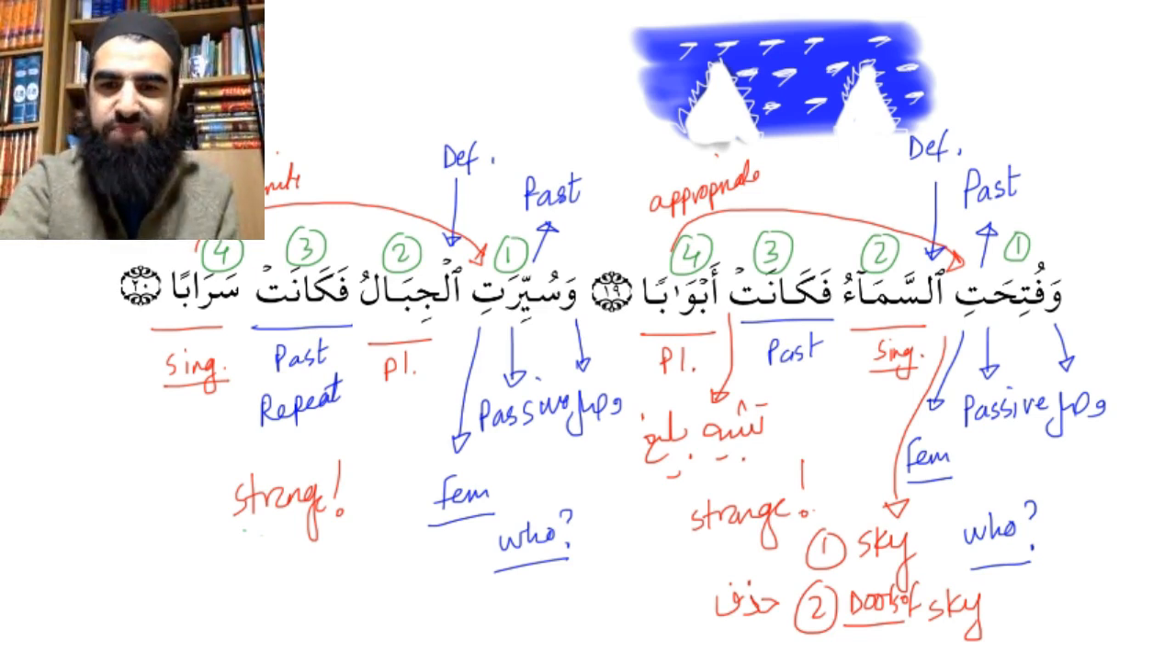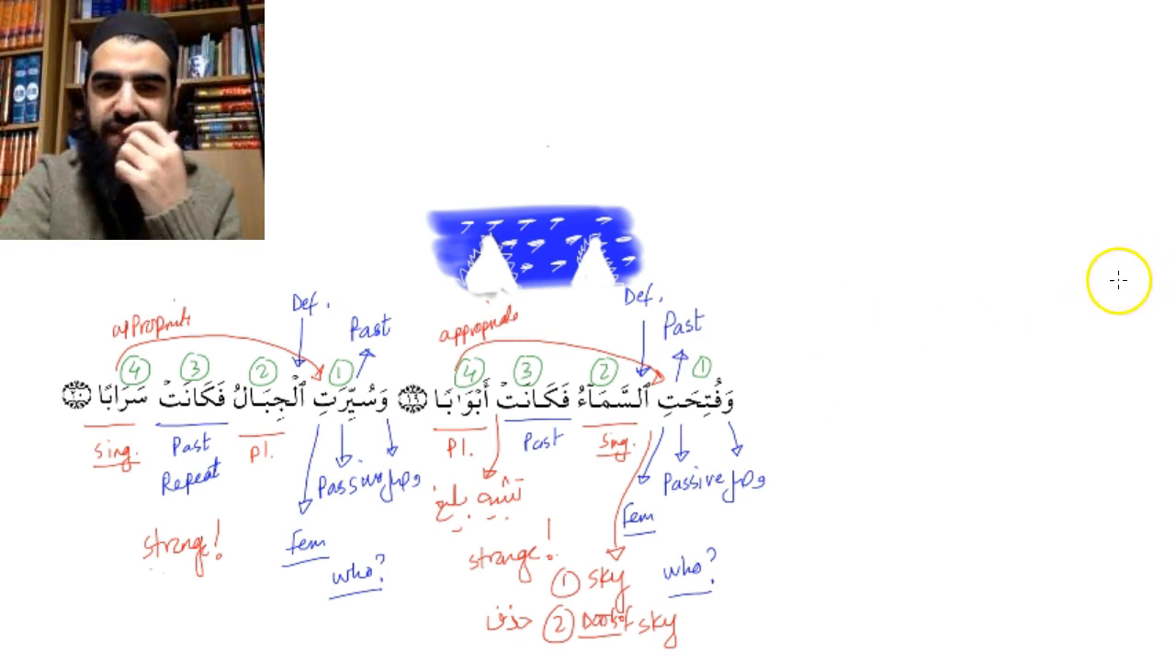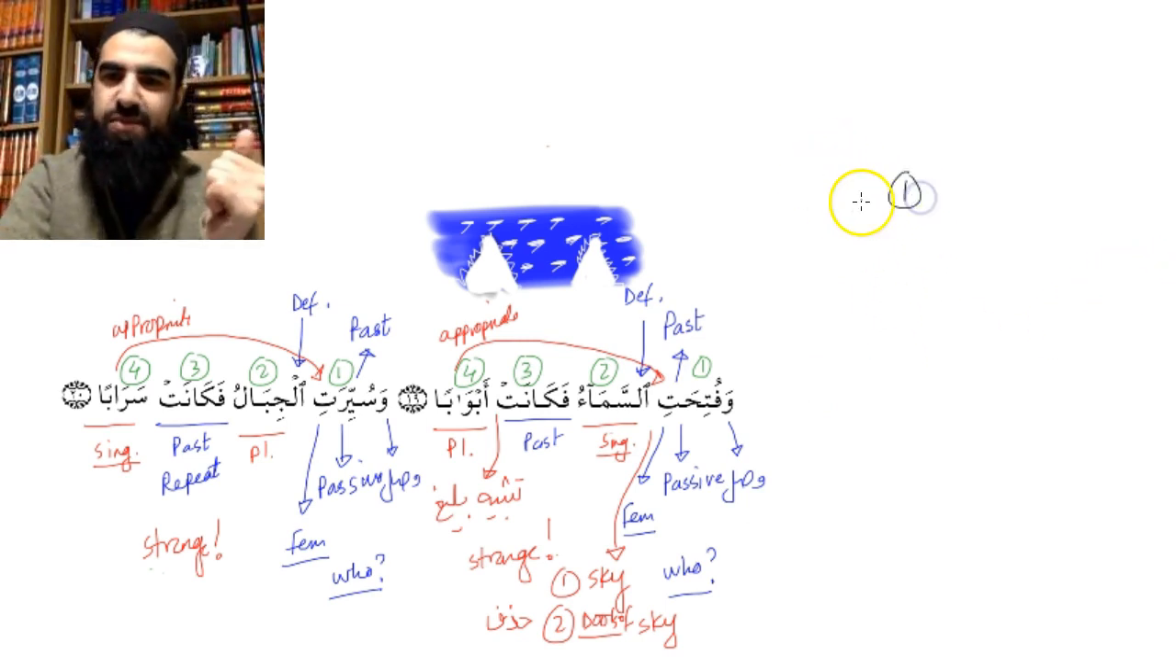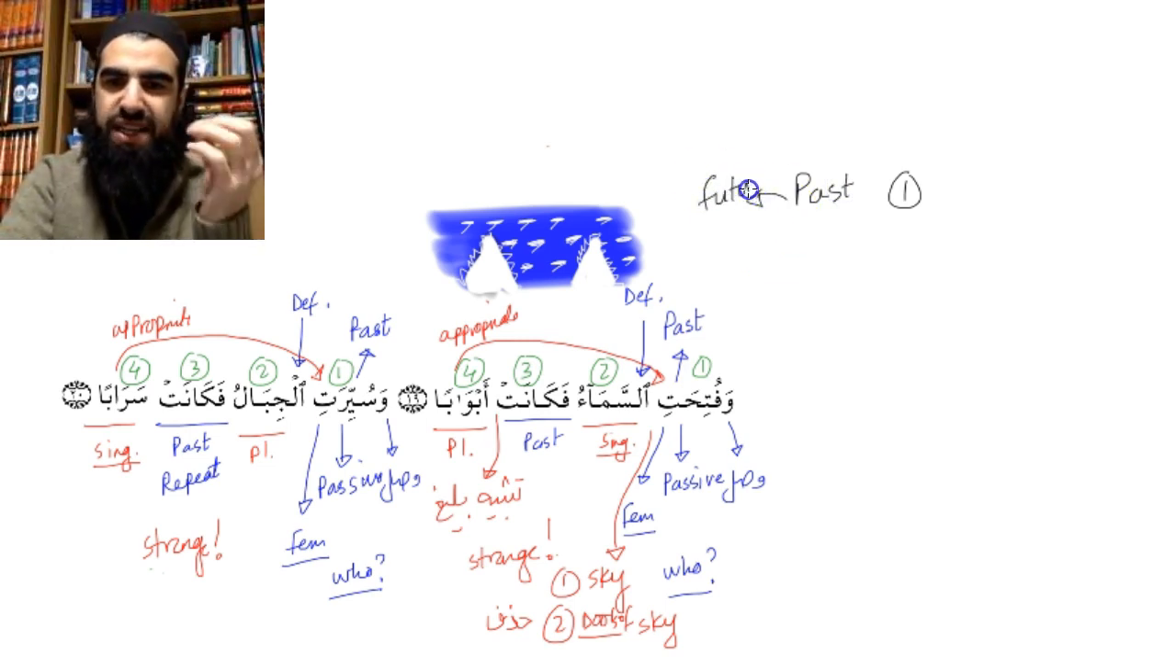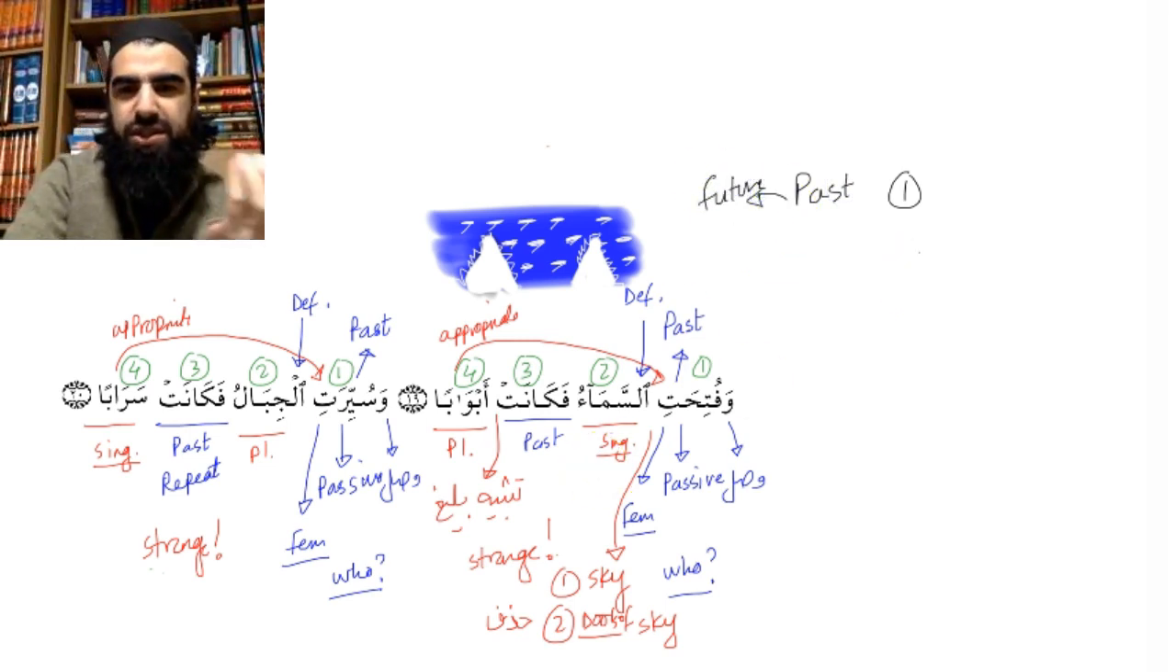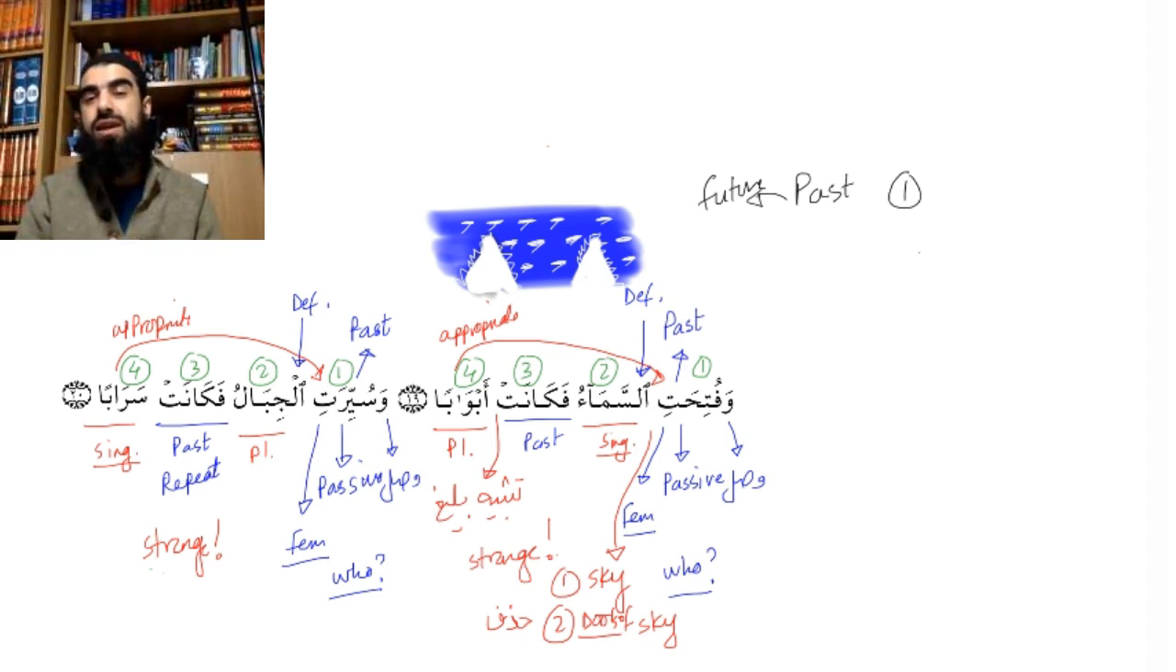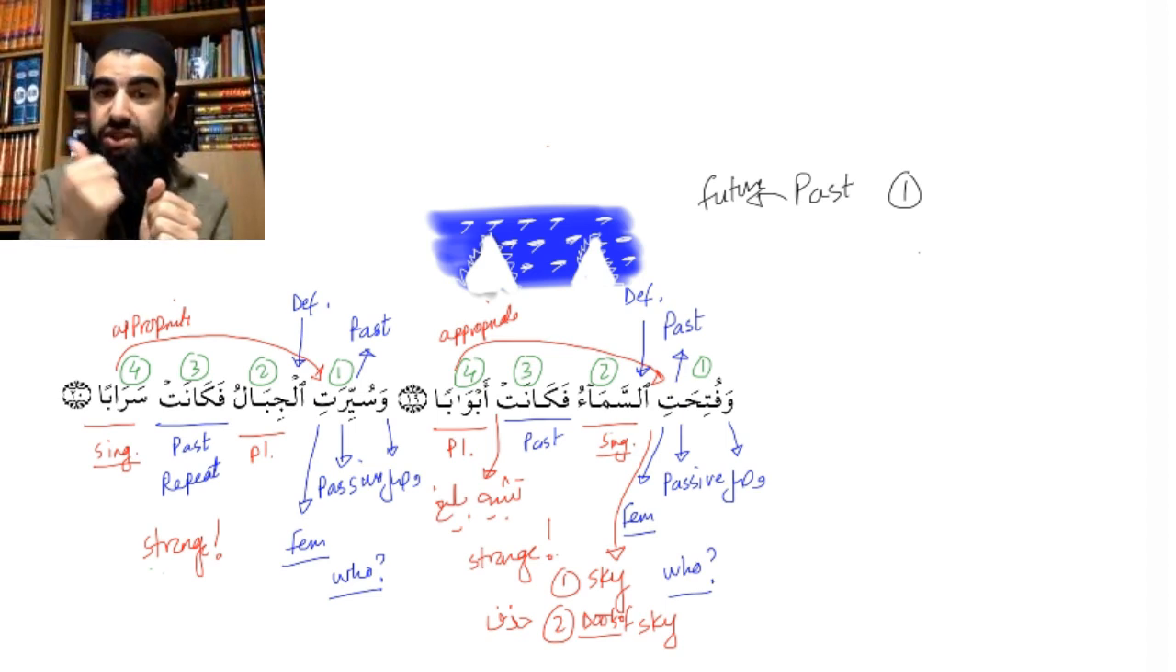Anyway, let's list what kind of balagha points we can see over here. Number one, you have past in the future. So past being mentioned, but future. Now this is important, because the translation is saying the sky was opened, but we know the sky has not been opened. The sky is still there. So what does Allah mean?